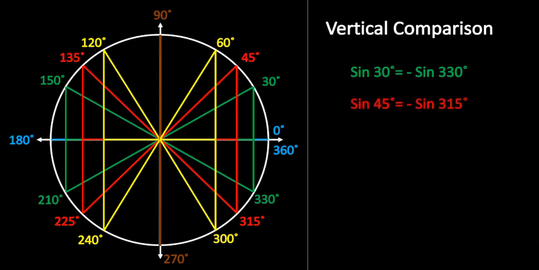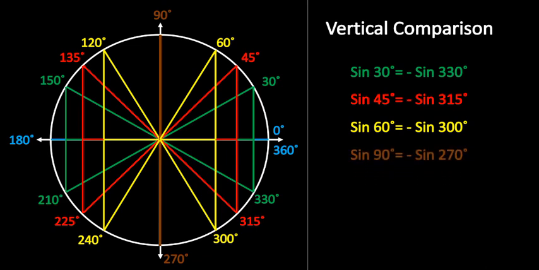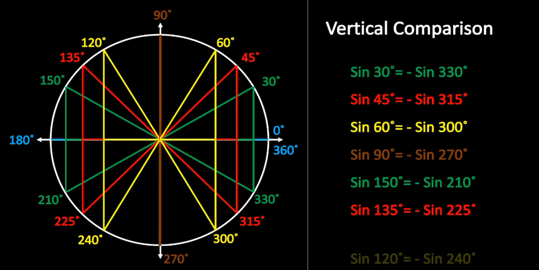Similarly, sine of 45 degrees is equal to minus sine of 315 degrees. Sine of 60 degrees is equal to minus sine of 300 degrees. Sine of 90 degrees is equal to minus sine of 270 degrees. Sine of 150 degrees is equal to minus sine of 210 degrees. Sine of 135 degrees is equal to minus sine of 225 degrees, and sine of 120 degrees is equal to minus sine of 240 degrees.